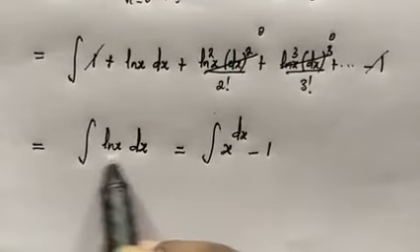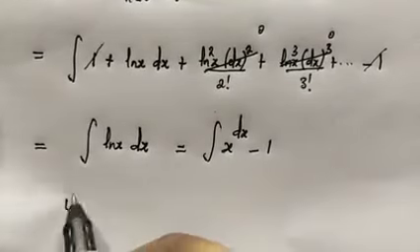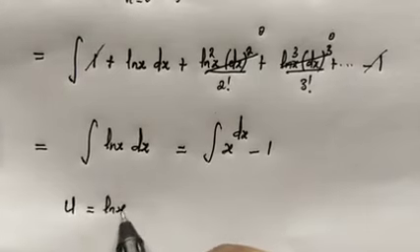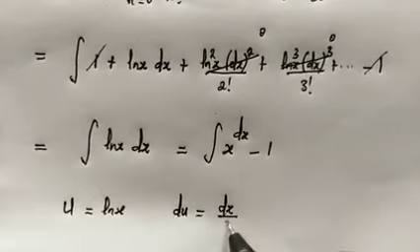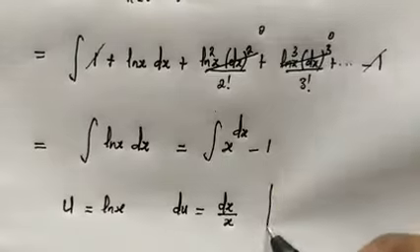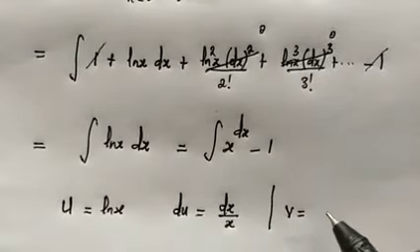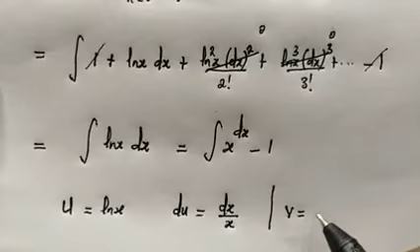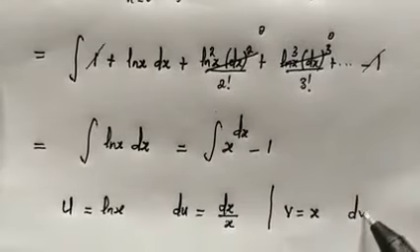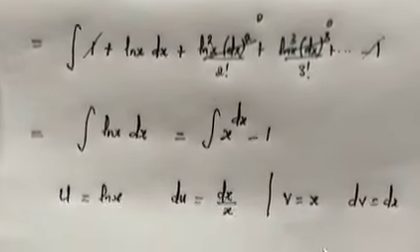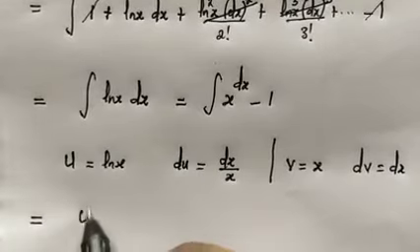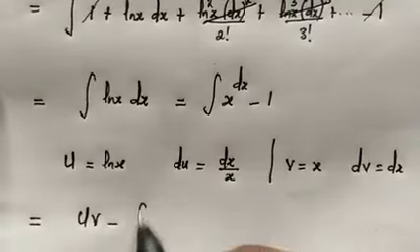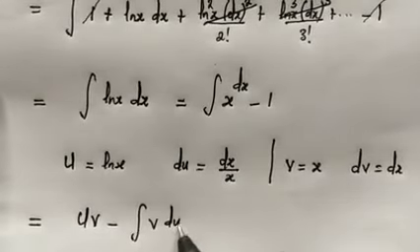Then, to evaluate this, we use the integration by parts property. Here, we're going to let u equal the natural log of x. Differentiating both sides, we get du is equal to dx divided by x. Again, we're going to let v equal the integral of 1 with respect to x, giving us x, so that dv is going to be equal to dx. Therefore, this integral will be equal to uv minus the integral of v du, right?